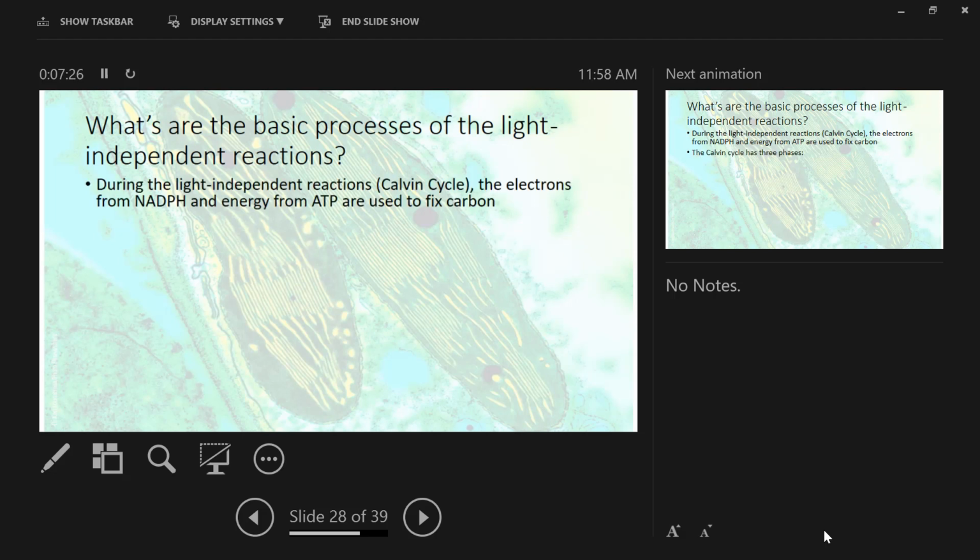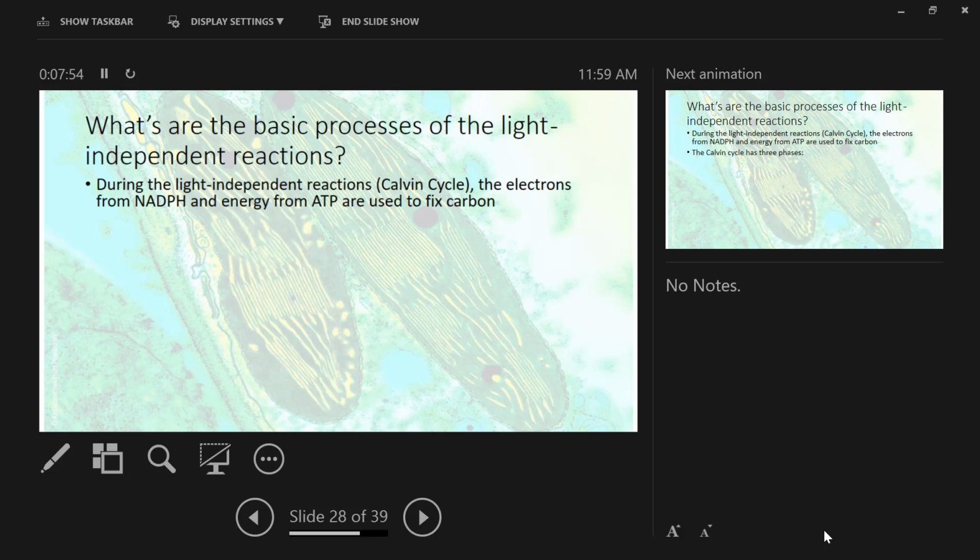So during the light-independent reactions, we take what we made during the light-dependent reactions, that is NADPH, which has some electrons, it's been reduced, and the ATP, and we use these to fix, and following that, to reduce carbon. So to fix carbon means to attach it to something.